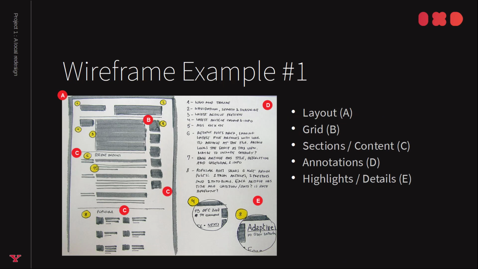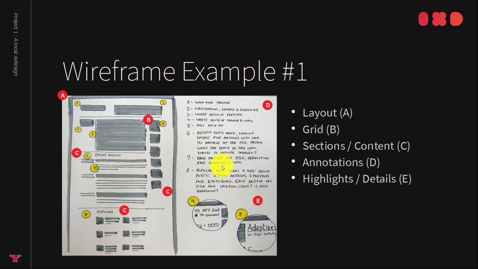In this first example, we see that it is very abstract, without much detail. The designer has marked out a general idea of the layout of this interface and how the space will be used. We can also see the underlying grid that will be used to arrange the various sections and other content, like recent ads and new or popular articles. And on the right here we see the annotations or notes.